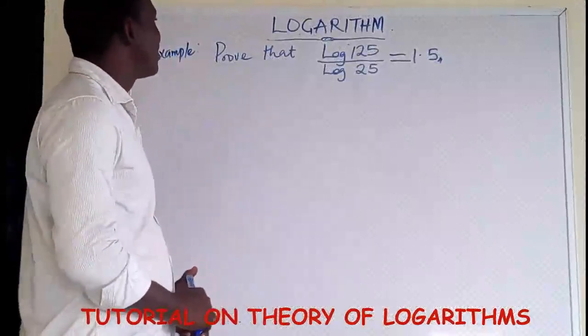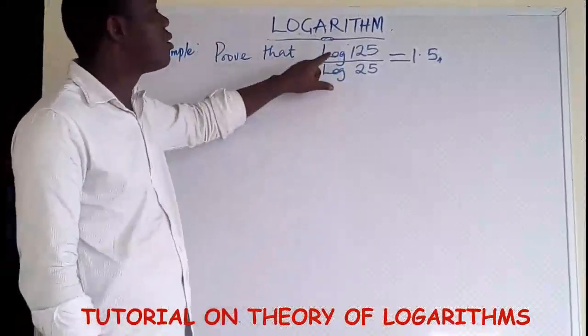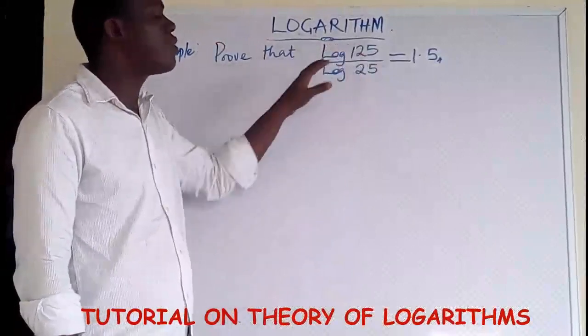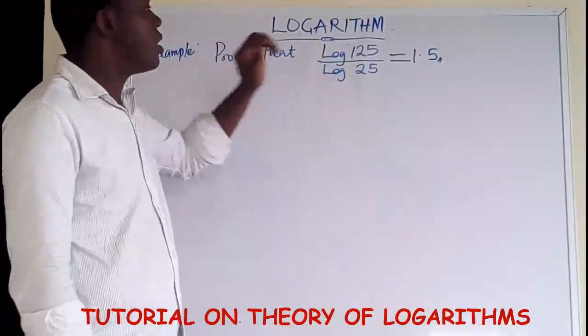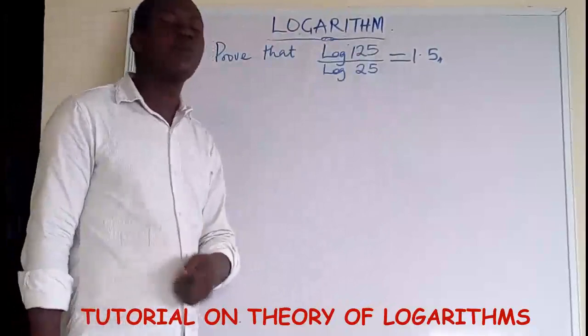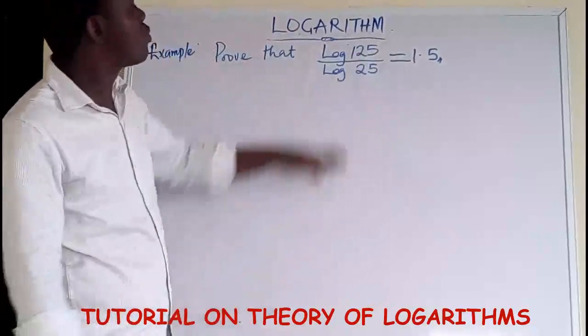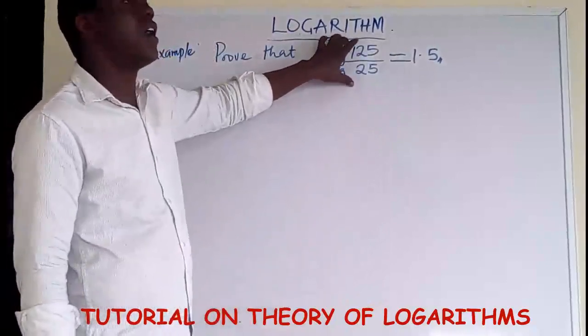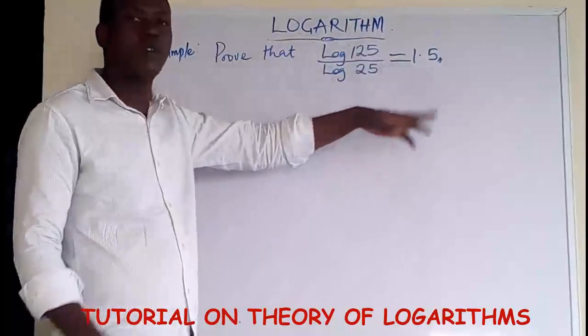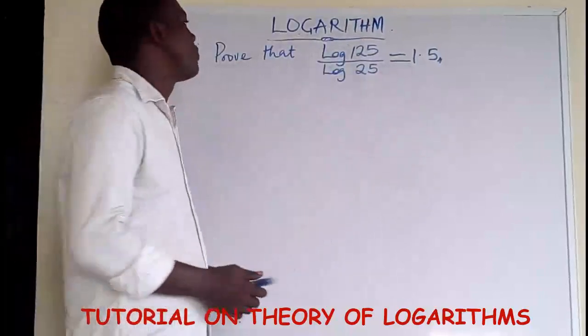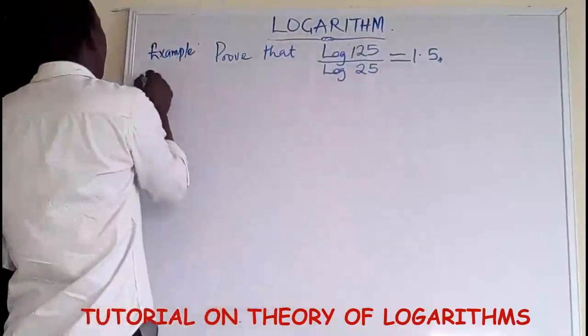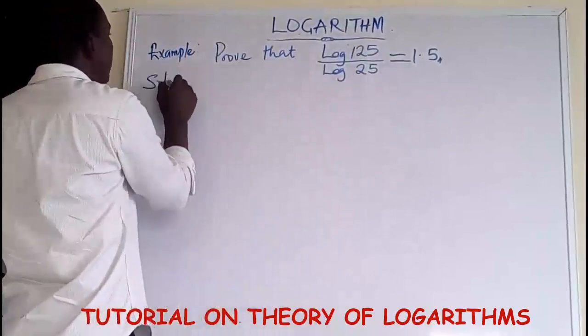Okay, we have a question that says we should prove that log 125 over log 25 equals 1.5. What we want to prove, we will solve this side, and if we are able to get this one, that means we are able to prove it. Now, how do we prove this explanation?